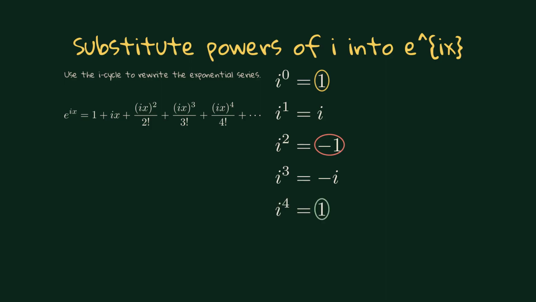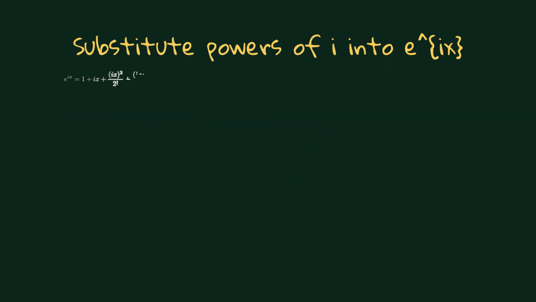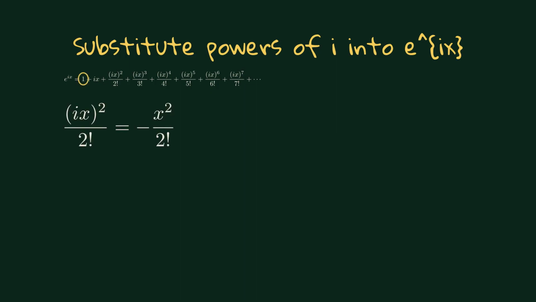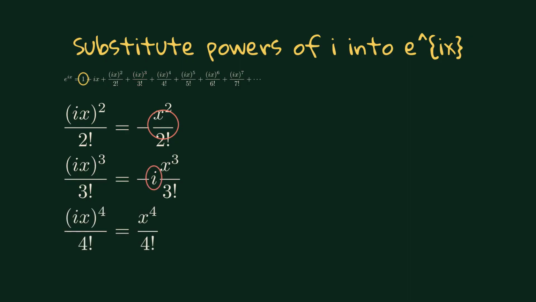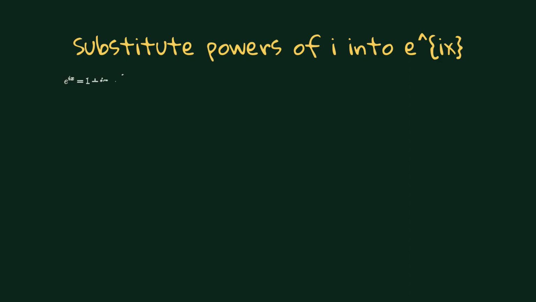It becomes 1, then plus ix, then minus x squared over 2 factorial, then minus ix cubed over 3 factorial, then plus x to the 4th over 4 factorial, then plus ix to the 5th over 5 factorial, then minus x to the 6th over 6 factorial, then minus ix to the 7th over 7 factorial, and the pattern goes on.